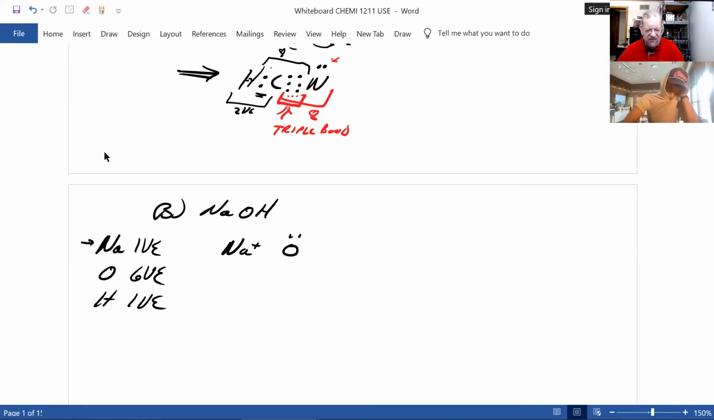Now, oxygen has 6 valence electrons. Hydrogen has 1, so it shares it. But now oxygen only has 7 valence electrons. How can it have an octet? This electron from sodium goes to oxygen, and now it forms the hydroxide anion. So sodium hydroxide, NaOH, has an ionic bond and a covalent bond.